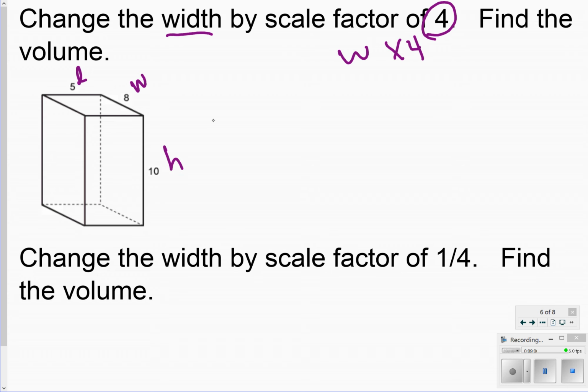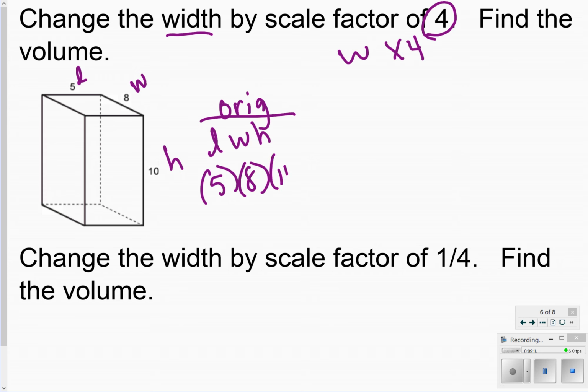Okay, so let's find the original. All right, so length times width times height. So we have 5 times 8 times 10. And when you multiply those together, you're going to find that it should be 400. And we don't know our units, so I'm just going to say units cubed.